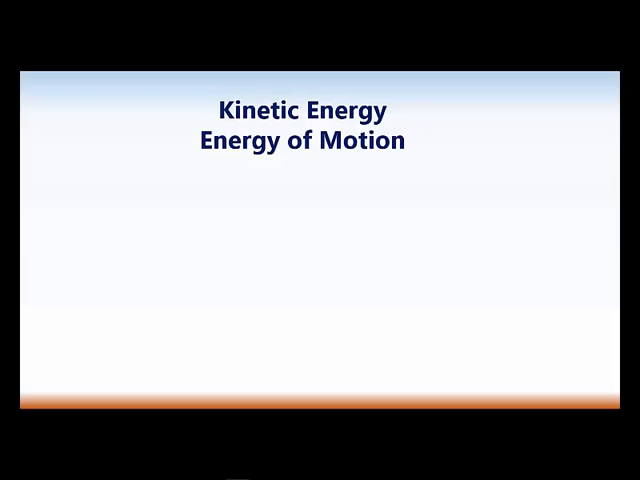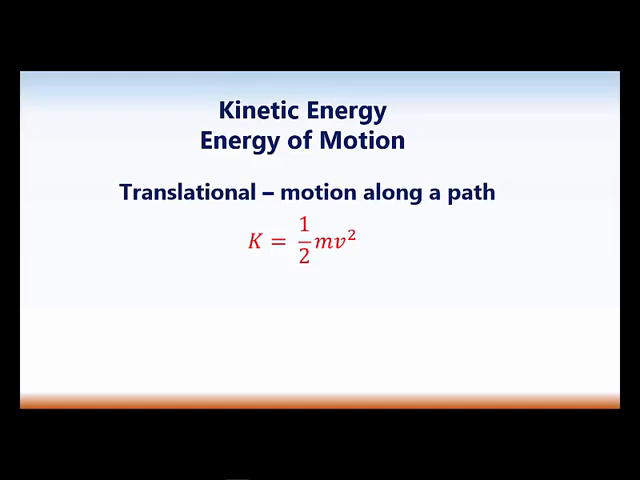And there are two types of kinetic energies that are covered in the book. The first one is translational, which is motion along a path. And the equation for translational kinetic energy is K equals 1/2 mass times the square of the velocity. So make sure you understand how those variables go together.